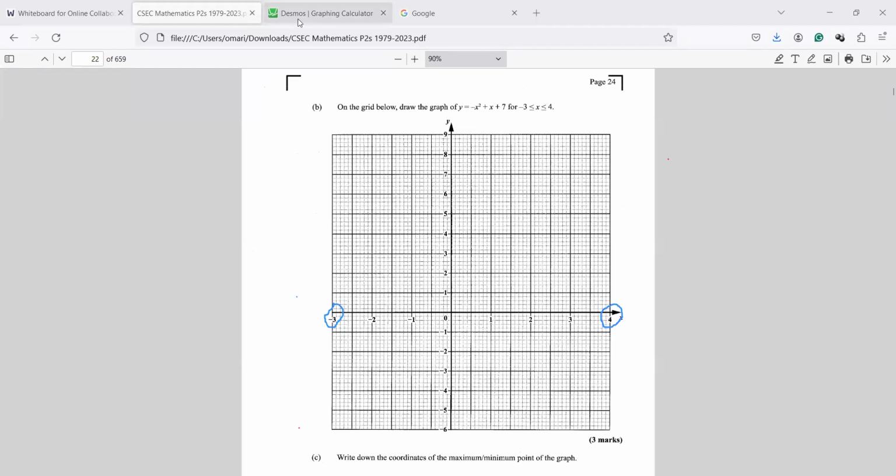Those are pretty straightforward. You know, the maximum would be the highest point if it's turned like this. If it's a case where the curve is bent like this, then you would have a maximum point.